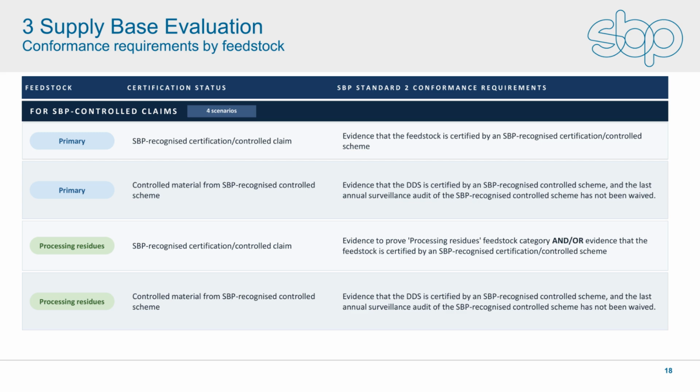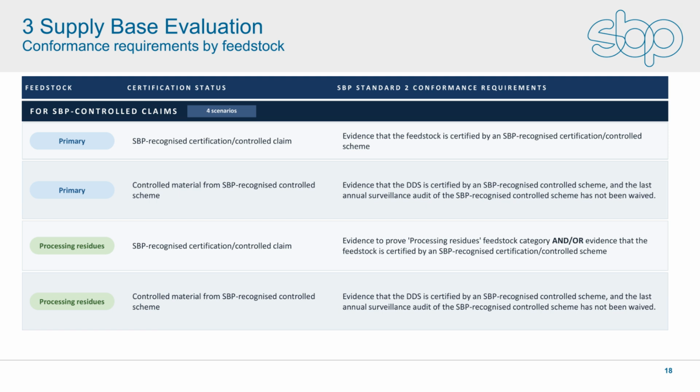If the material is controlled material from an SBP recognized controlled scheme applied by the biomass producer itself, two additional pieces of evidence are required. First, evidence that the scheme's due diligence system, the DDS, is certified. Second, confirmation that the last annual surveillance audit of that controlled scheme has not been waived. These two additional checks exist because controlled material doesn't carry the full weight of certification, so SBP needs assurance that the controlled scheme itself is being actively audited and its DDS is verified.